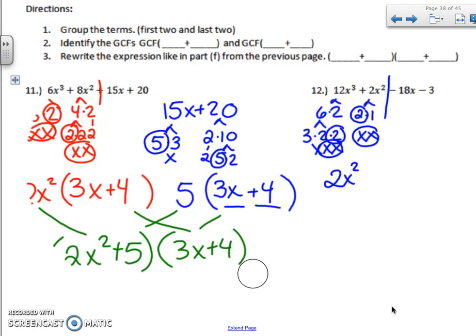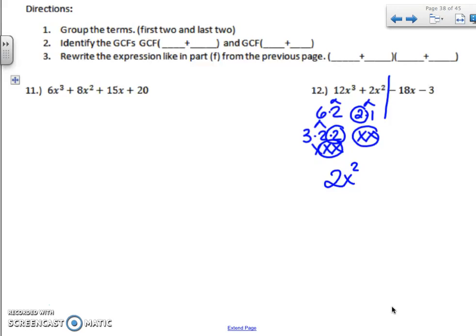I'm going to erase this so we can have some more room. So once you've got your GCF, that's going to go on the outside.